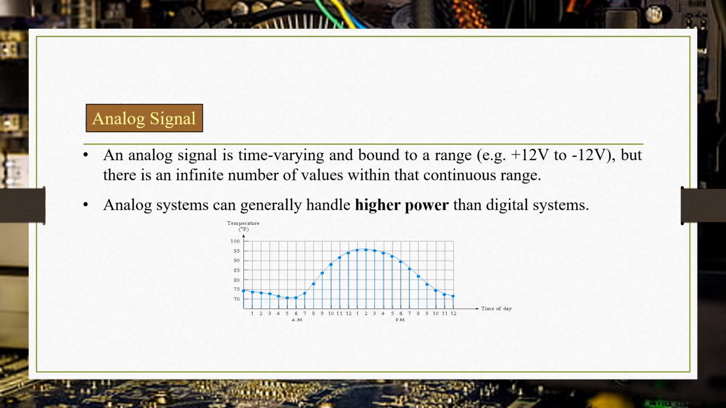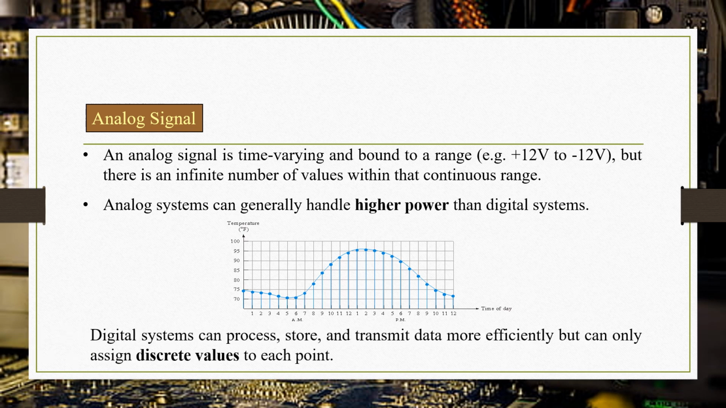An analog signal is time varying and bound to a range, for example, plus 12 volt to minus 12 volt, but there is an infinite number of values within this continuous range. That is, it takes continuous values. When plotted the temperature versus time, an analog signal produces a smooth and continuous curve. Analog systems can generally handle higher power than digital systems. Digital systems can process, store, and transmit data more efficiently but can only assign discrete values to each point.